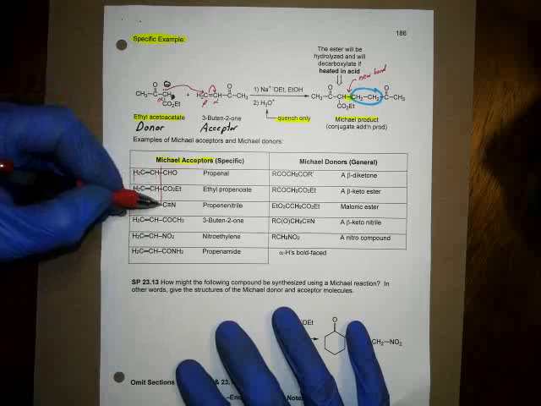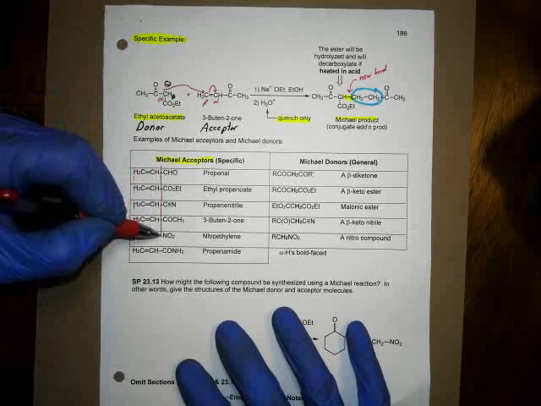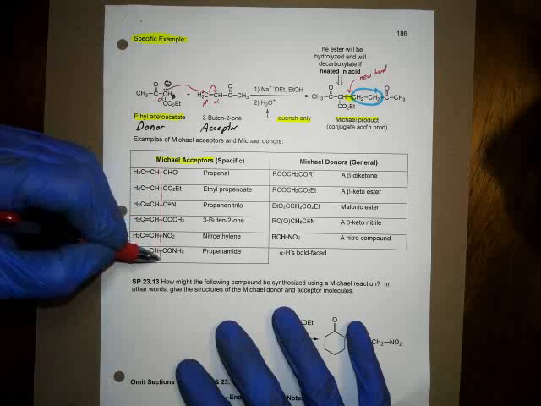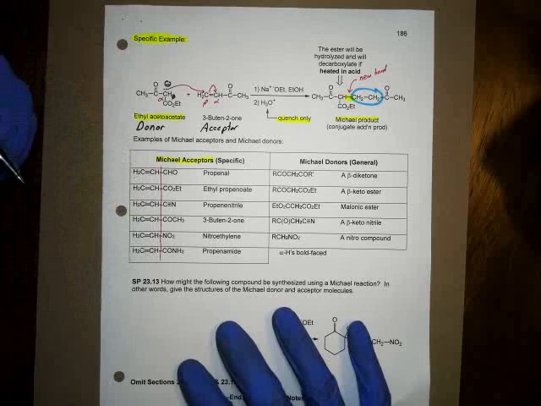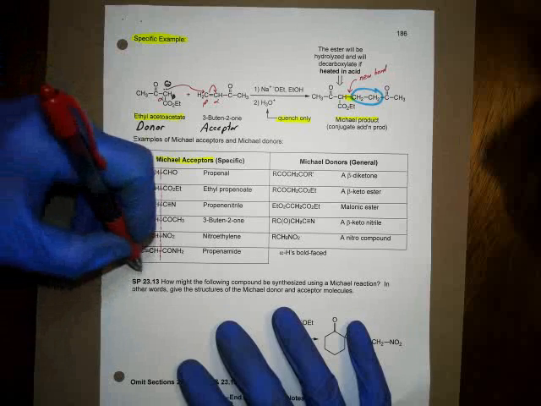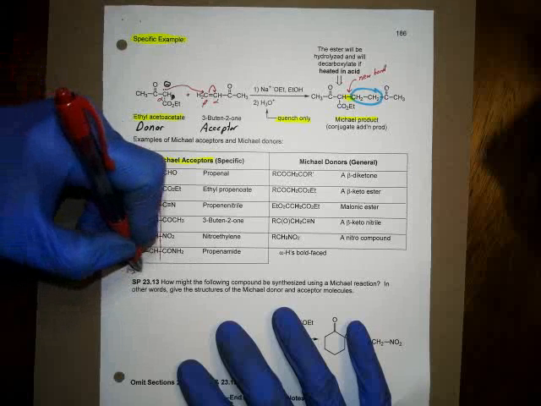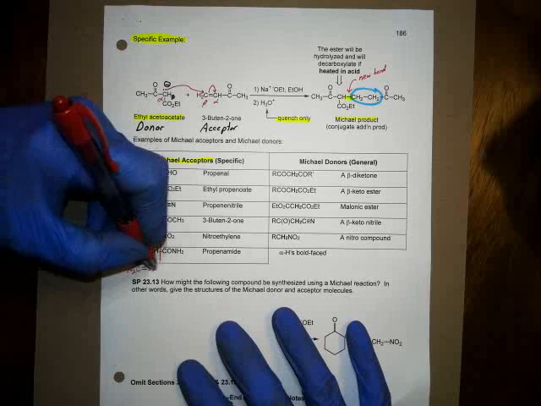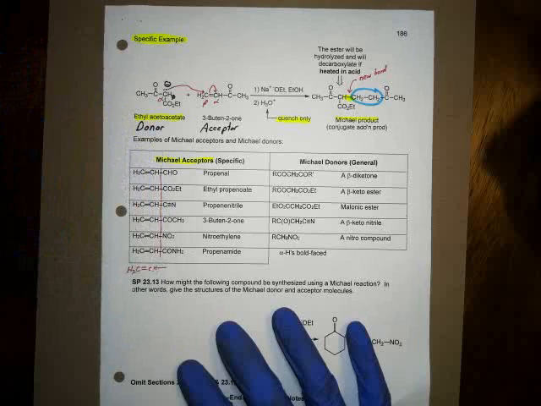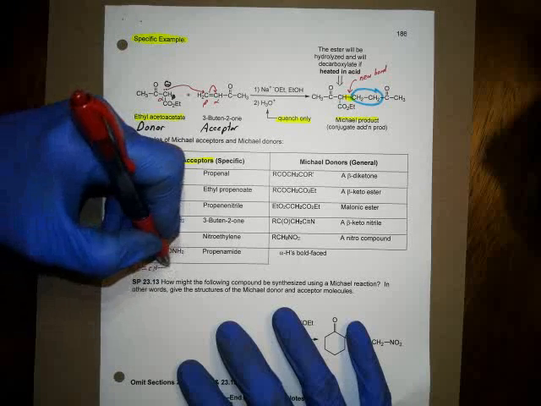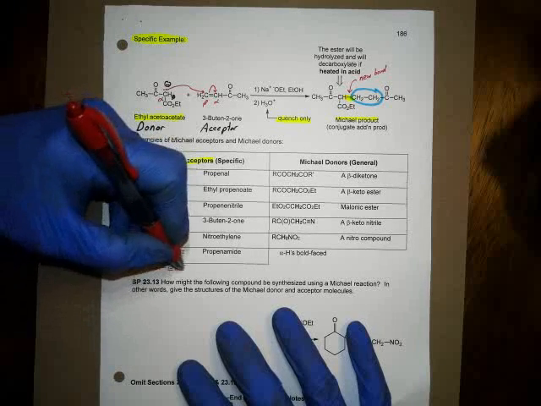I'm going to draw a line here and ask you that question again. Is there something they all have in common? And the answer is yes, I see it. They all have an alpha-beta unit of unsaturation. And they all have what? An electron withdrawing group on them.